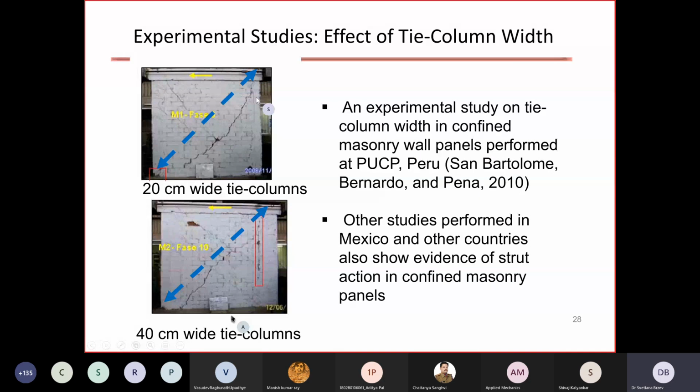These are some tests from Peru. They, for example, studied the effect of different width of tie columns on the performance of confined masonry walls. They tried with the 20 centimeter wide tie columns, and then they did another study on 40 centimeter wide tie columns, and they tried to find the optimal configuration for masonry walls. You can see that in both cases there is a diagonal crack, and it is like a diagonal strut that forms between the corners of a confined masonry wall. And in the case of the 40 centimeter wide column, there was a distinct separation also along the interface between the wall and tie columns.